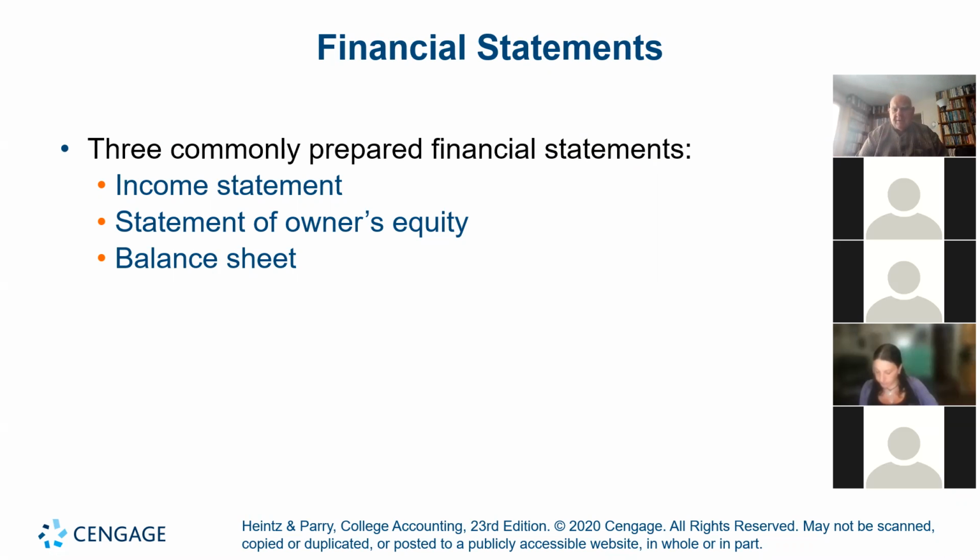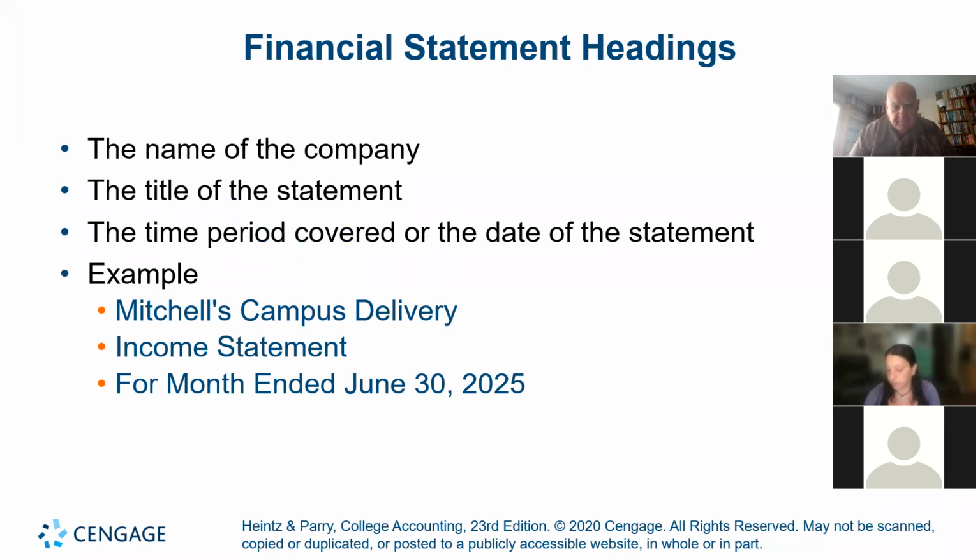There are 3 commonly prepared financial statements: income statement, statement of equity, and the balance sheet. Keep in mind, they must be prepared in a particular order. You must do the income statement first. You must do the statement of equity second, and finally the balance sheet. You can't possibly do them in any other sequence, as hopefully we'll learn now.